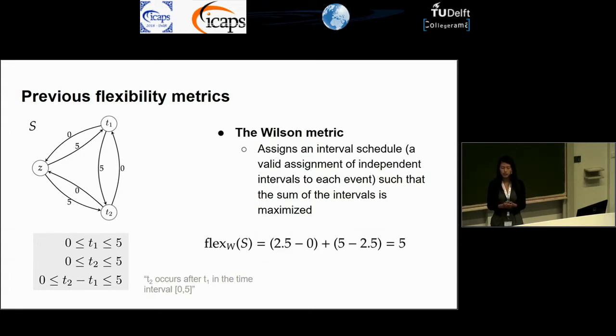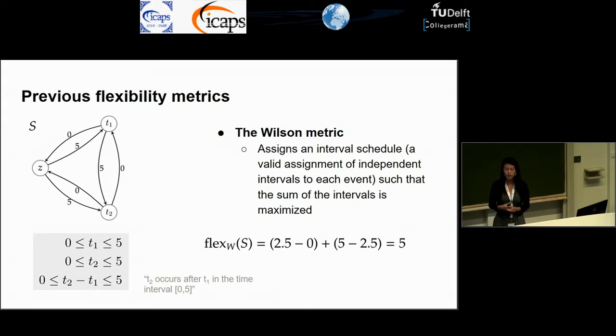So the next metric that attempts to account for dependencies is the Wilson metric, which decouples an STN into an interval schedule, which basically is an assignment of independent intervals to each event such that any assignment of times to those intervals is still a valid schedule.